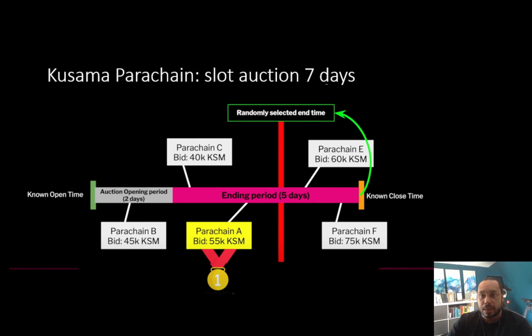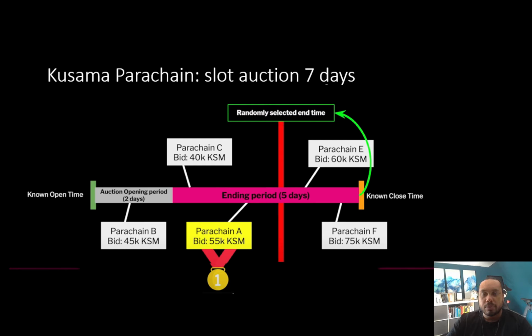They either can bid with their own capital, or they do a crowdsourcing event, right? Within the first 2 days of the 7 days period, there's no one that can win this bidding process. However, in the last 5 days, at a random time, there will be a snapshot on the blockchain, and whoever has the highest bid at that specific time will be the winner of the slot.